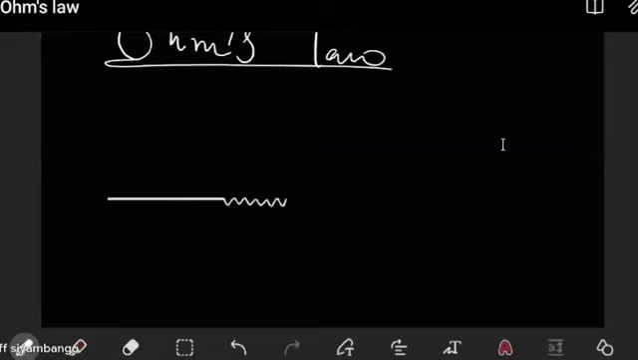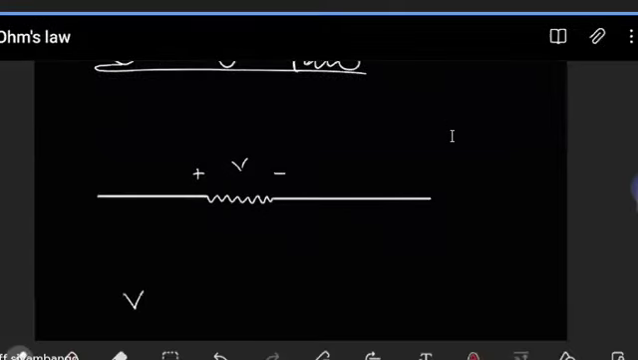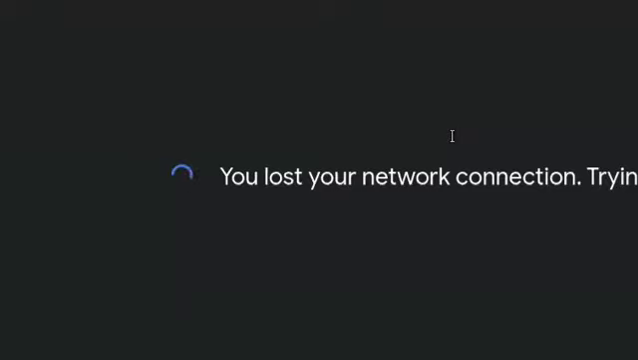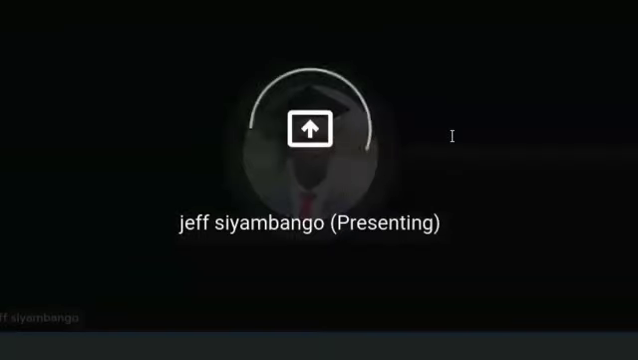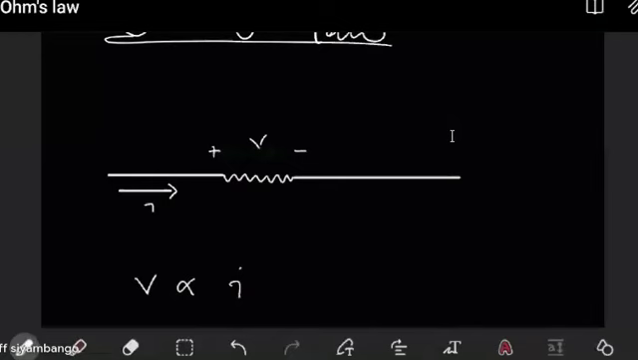now what Ohm's law states here is that the voltage across this resistor. So if we have a plus here and a minus, the voltage across this resistor will actually be proportional to the current flowing through that resistor. So if the current is in this direction, and let's label it as I, the voltage across the resistor will be proportional to the current I.